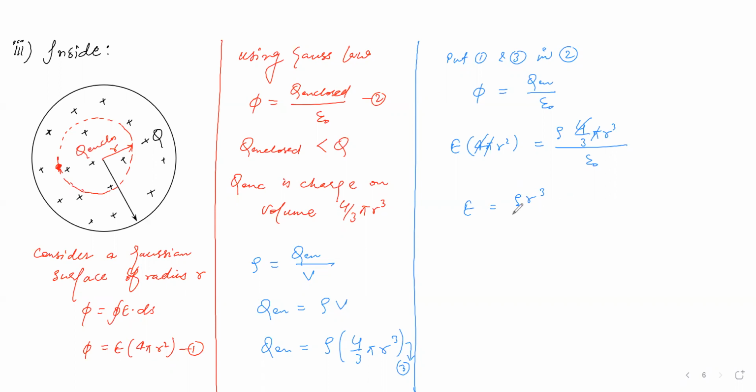rho r cube over epsilon naught r square. After calculation, you get rho into R over, sorry, this is 3 also, 3 epsilon naught R square. Note it down, please. Yes, sir.